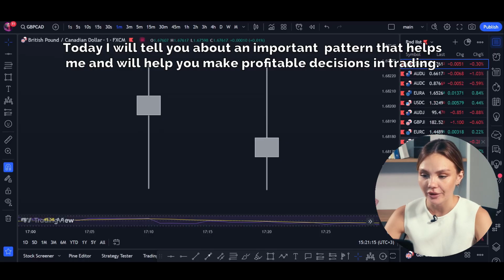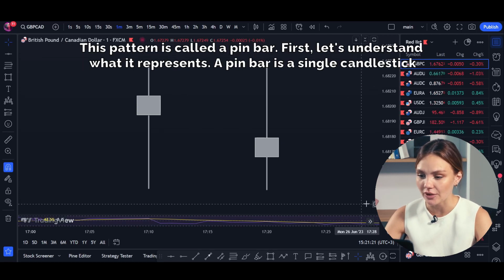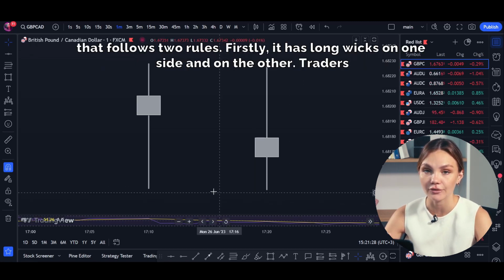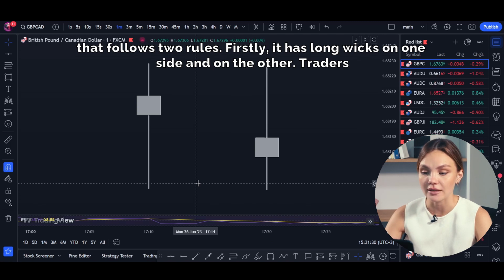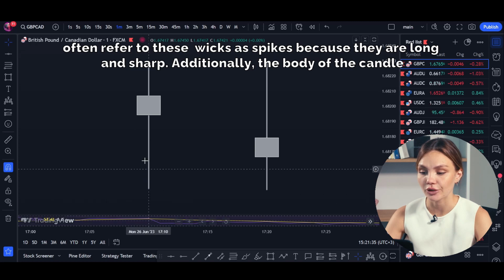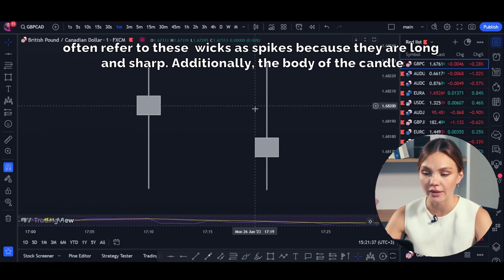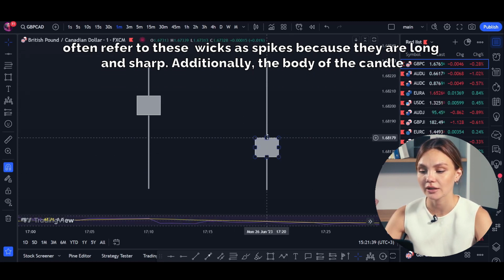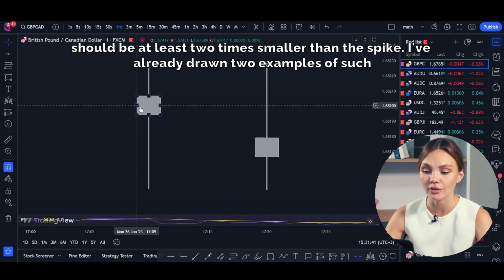Today, I will tell you about an important pattern that helps me and will help you make profitable decisions in trading. This pattern is called a pin bar. First, let's understand what it represents. A pin bar is a single candlestick that follows two rules. Firstly, it has long wicks on one side and on the other. Traders often refer to these wicks as spikes because they are long and sharp. Additionally, the body of the candle should be at least 2 times smaller than the spike.